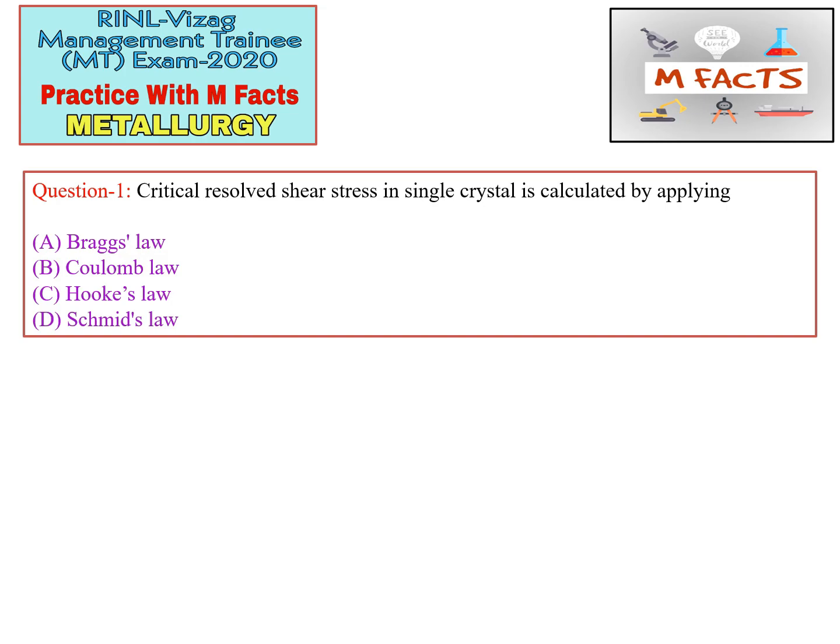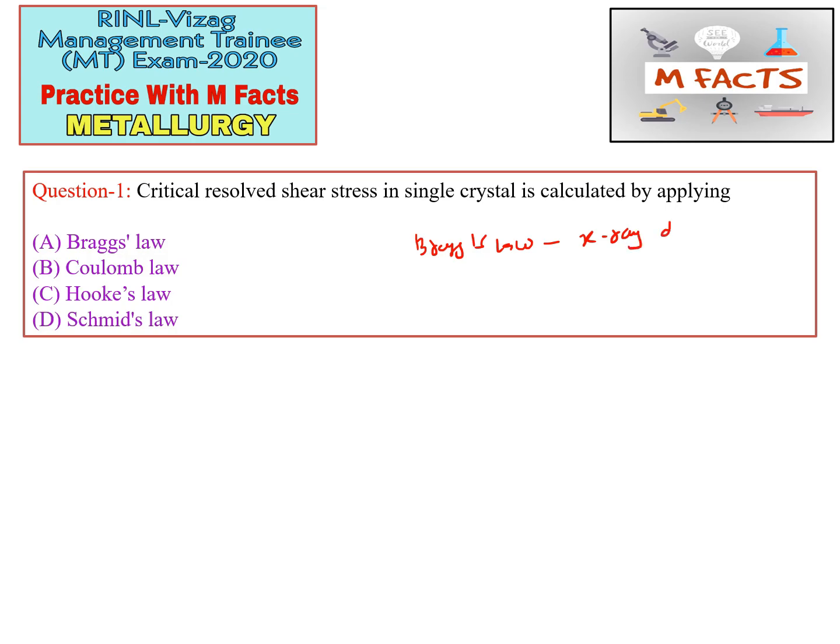Okay, we will cross check the options to see which option is correct. Suppose I don't know which law is applicable for critical resolved shear stress in the exam; this is practice, so we will eliminate the options. The first law is Bragg's law. You must have heard about this law. Bragg's law is basically related to X-ray diffraction.